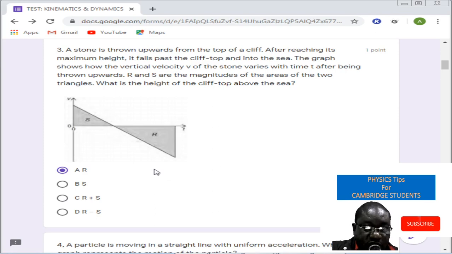So in order for us to get the correct answer there, it has to be the difference between R and S. The difference between R and S should give you the height of the cliff top above the sea.